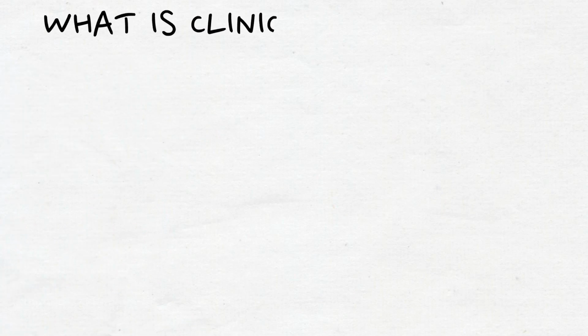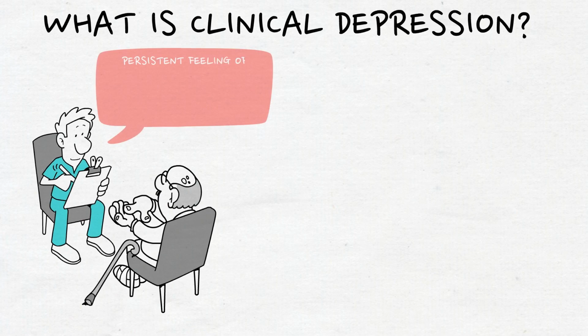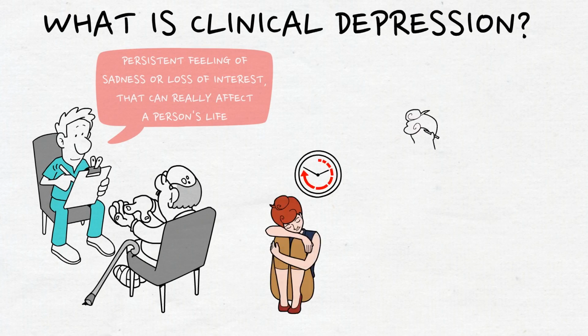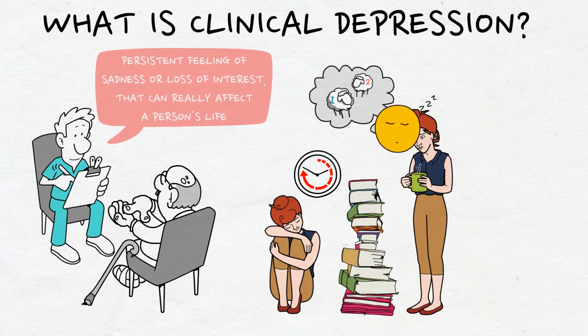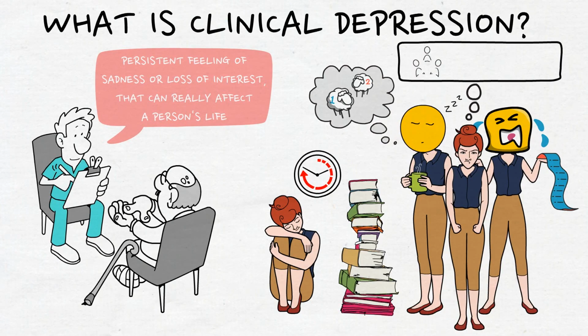So what is clinical depression? This is a condition that psychiatrists define as a persistent feeling of sadness or loss of interest that can really affect a person's life. Some of the symptoms and characteristics of clinical depression include feeling down all the time, losing interest in things that used to be enjoyable, having trouble sleeping or sleeping too much, struggling to get things done, feeling anxious or crying a lot, being easily irritated or isolating yourself from others, having difficulty concentrating, experiencing changes in appetite such as overeating or not feeling hungry at all, and even having thoughts of suicide.